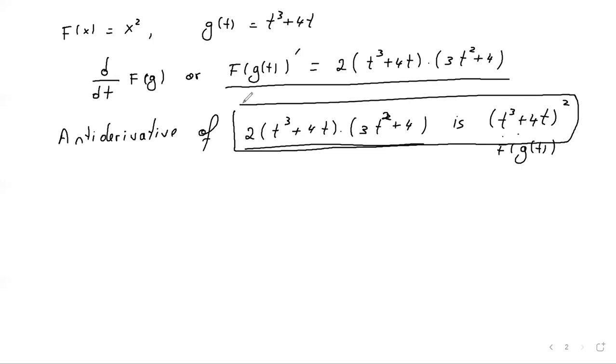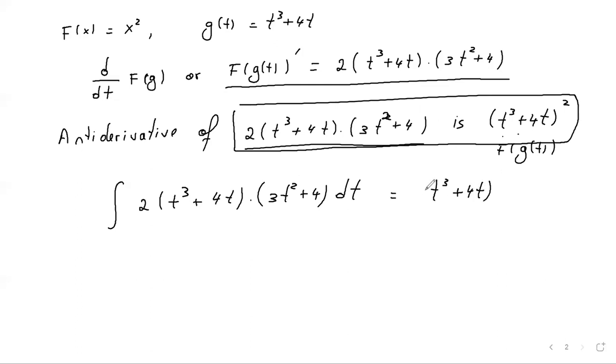So now if we write antiderivatives, we're going to see something interesting. We write, with the notation for antiderivatives, the antiderivative of 2 times t cubed plus 4t times 3t squared plus 4 dt, right? That's t cubed plus 4t squared. So here's what we have, folks. Let's look at this situation here. This, by the way, is the substitution problem. So why is it called a substitution problem?